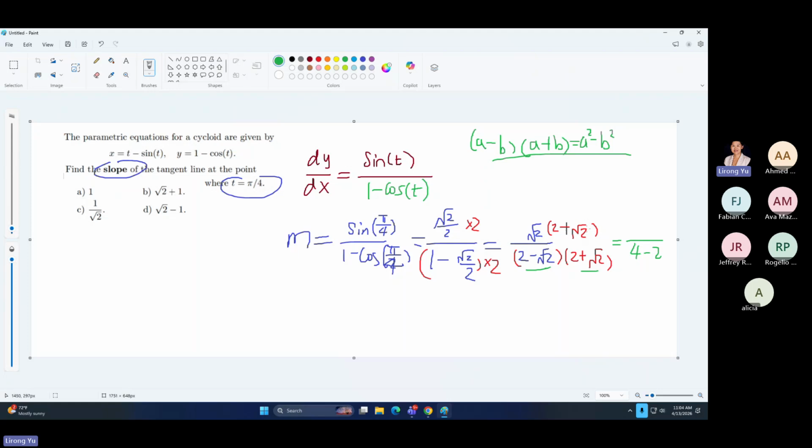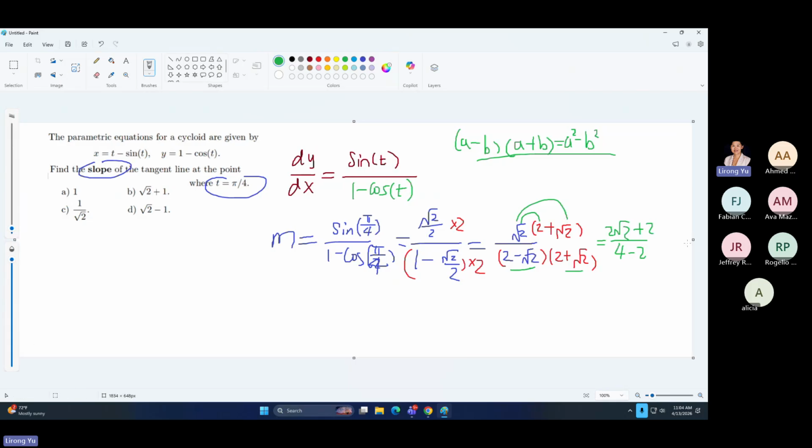Now, what is the numerator? The numerator will be 2 times root 2 when you multiply these two, and then root 2 times root 2, which gives us 2. From here, you can see the denominator is greatly simplified. The denominator becomes 2, and the numerator is 2 root 2 plus 2. All right, and then we divide both of them by 2, and that will be the final answer.